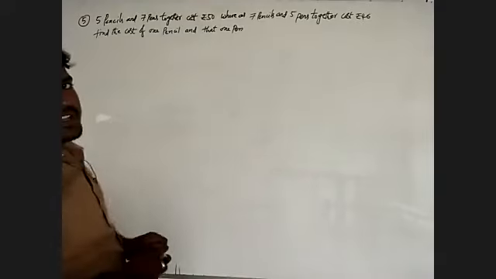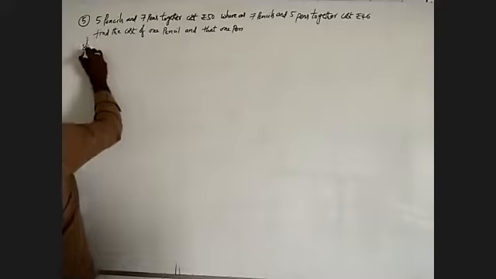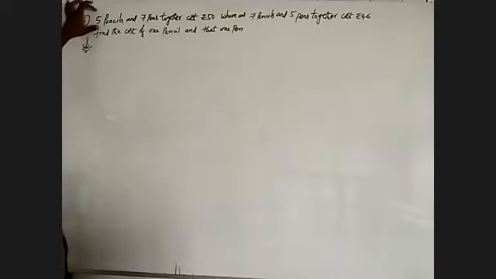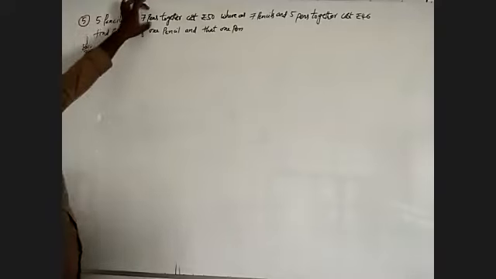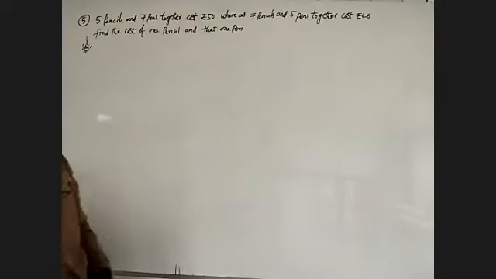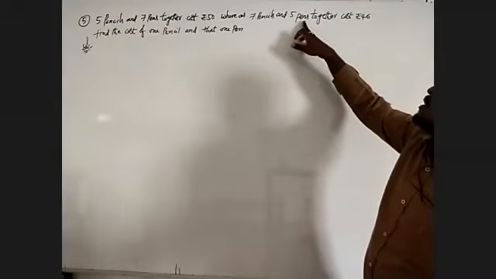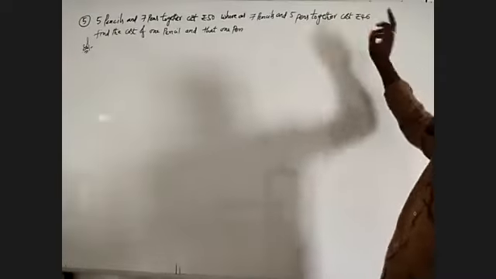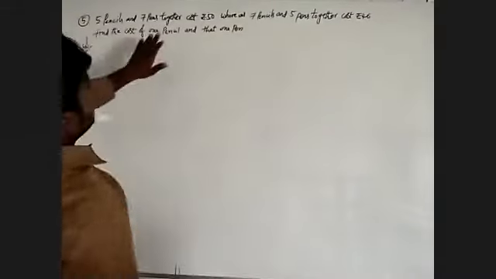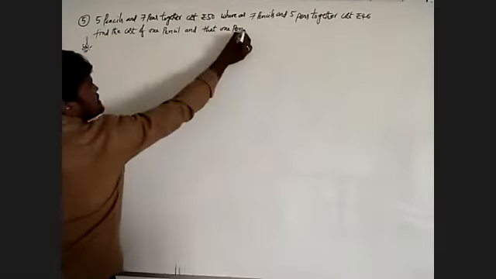We will observe this one, this is most important for 4 marks. It is asked many times in public examinations. What is given in this problem? 5 pencils and 7 pens together cost 50 rupees, whereas 7 pencils and 5 pens together cost 46 rupees. Find the cost of one pencil and that of one pen. There is no cost given for pencil and pen.